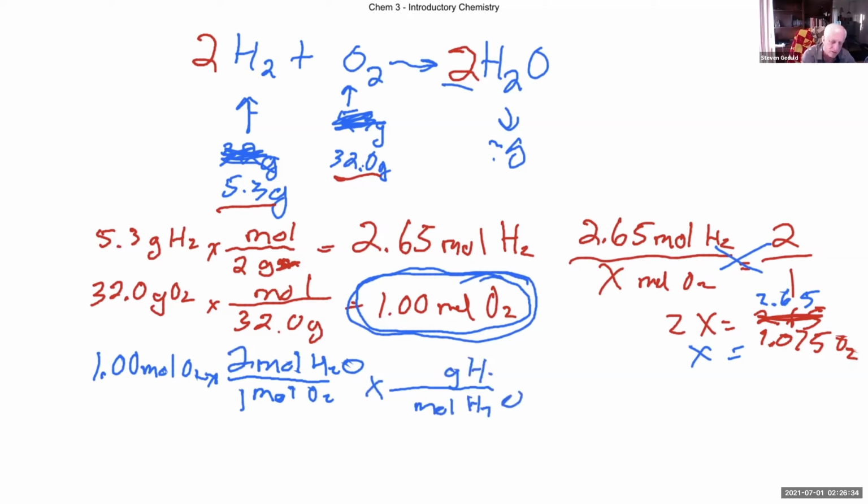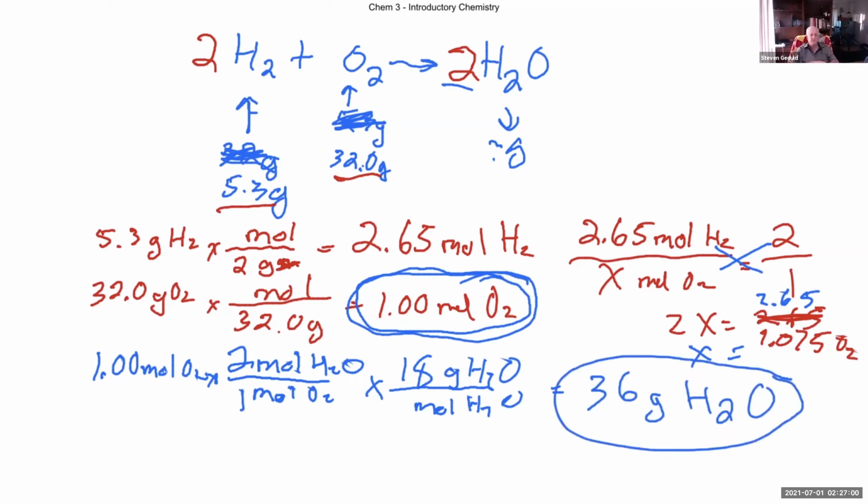And for water, we have 2 hydrogens, 1 oxygen. Oxygen is 16, hydrogen is 1. So 16 plus 2 is 18. 18 grams of water for 1 mole. And that will give you grams of water. So 1 times 2 times 18 gives you 36 grams of water. So if you're going to mix 5.3 grams of hydrogen and 32 grams of oxygen, you're going to theoretically produce 36 grams of water. Okay?